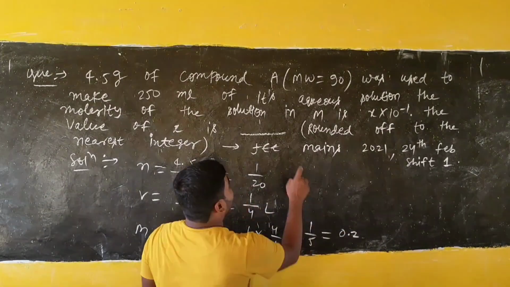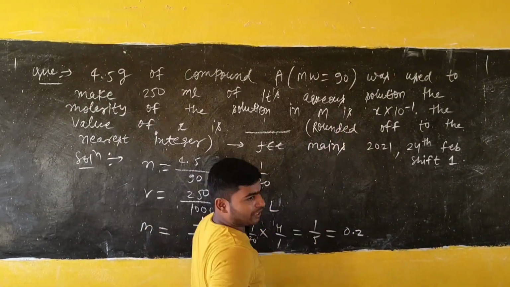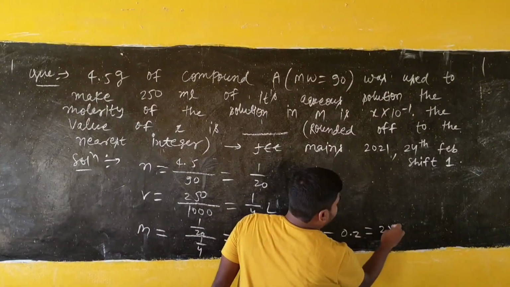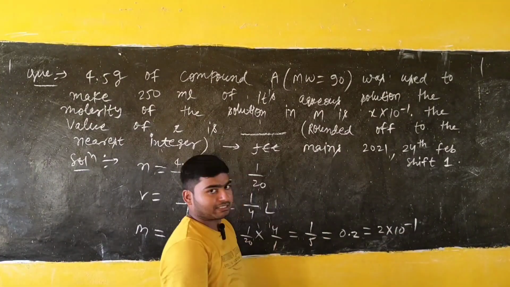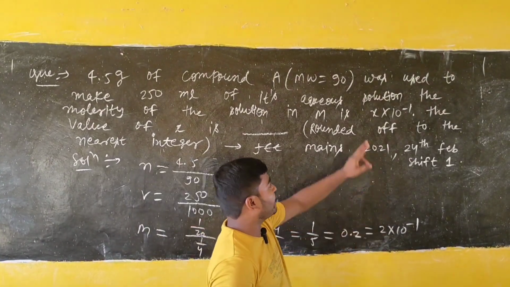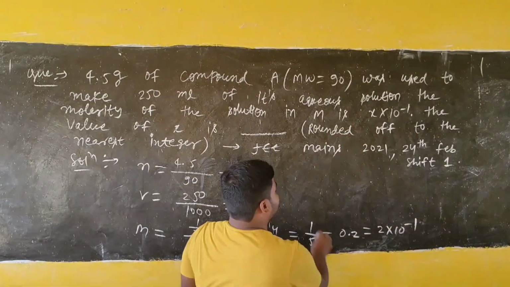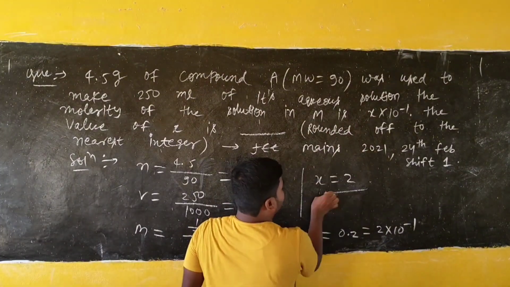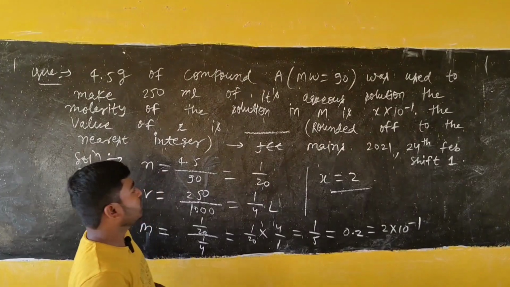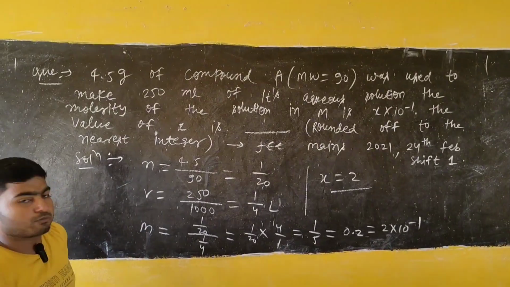Now 0.2 we have to write in the form x into 10 to the power minus 1. So you will write it as 2 into 10 to the power minus 1. If you compare these two values, you will get the value of x as 2. So the value of x equals 2. That is our answer. I hope you have understood. Now let us move on to the next question.